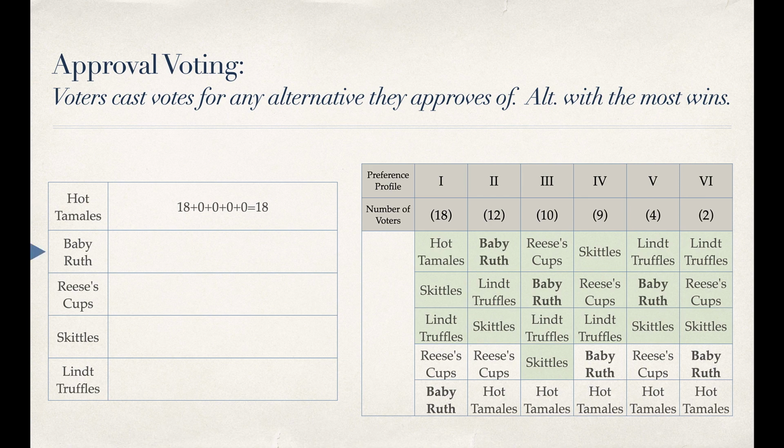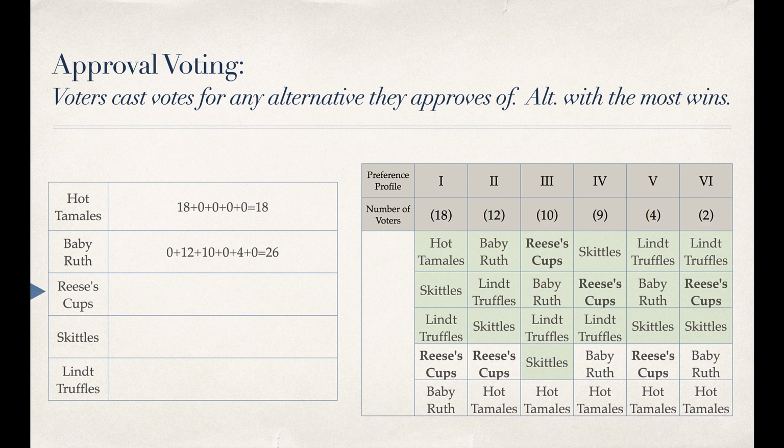What about Baby Ruth? Well, for Baby Ruth, these groups vote 1, and these two groups are going to vote 0 for Baby Ruth. So I'm going to get 0 from Group 1, 12 from Group 2, 10 from Group 3, 0 from Group 4, 4 votes from Group 5, right here, and 0 votes from Group 6. So if you add that up, 12 plus 10 plus 4, you get 26 votes under approval voting for Baby Ruth.